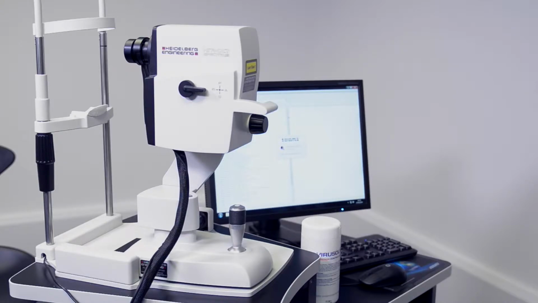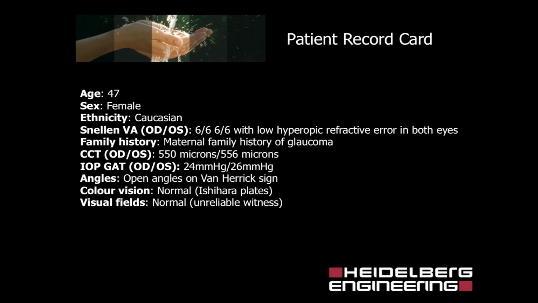The following video demonstrates how OCT might be used to evaluate a glaucoma suspect. A 47-year-old female patient attends your practice. She is of Caucasian origin. Snellen visual acuity is 6/6 in both eyes with a low hyperopic refractive error. There is a family history of maternal glaucoma.